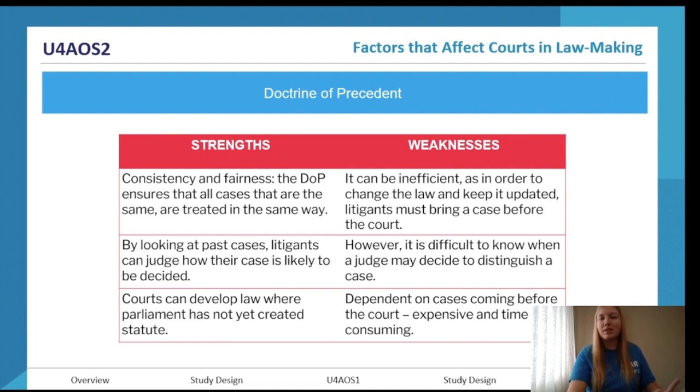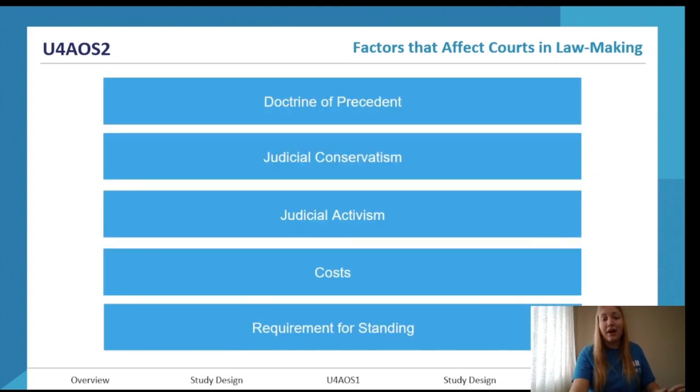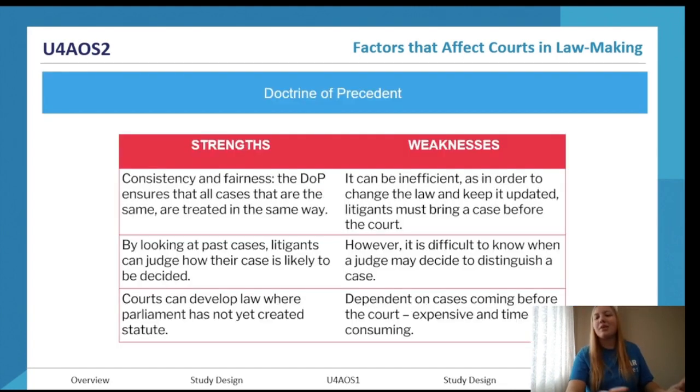So the doctrine of precedent, we've defined it and discussed it. How does it affect courts and lawmaking? For all of these five points, you will need to also be able to evaluate questions. So some strengths of the doctrine of precedent. Of course, it ensures consistency and fairness because it's ensuring that all cases that are similar or the same are treated in the same way.